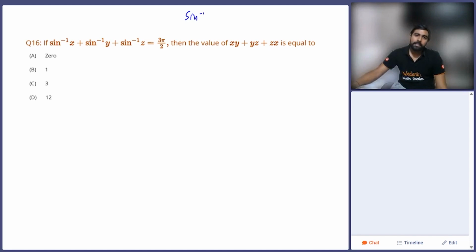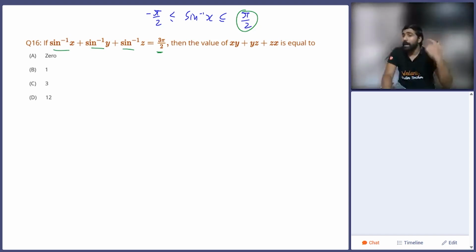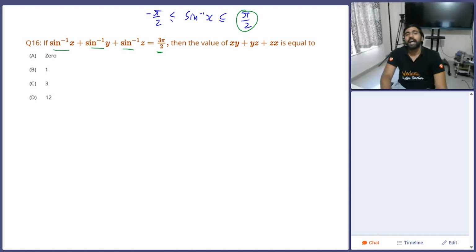Now, I know that my sine inverse x for all the acceptable values of x always lies between minus pi by 2 and plus pi by 2. So pi by 2 is the maximum value that this function can take. So if the sum of 3 sine inverse is 3 times that maximum value, can I say that individually all of them have to be equal to pi by 2, pi by 2 and pi by 2?